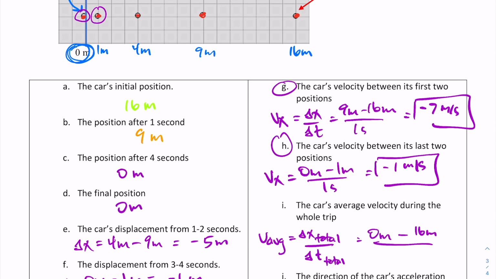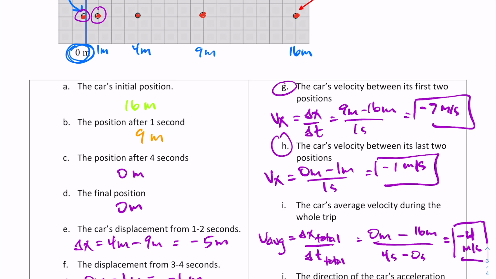And what's the total time that this takes? Well, it's a 4-second journey, right? 4 seconds at the end, 0 seconds at the beginning. So we're going to have negative 16 on top, 4 seconds on the bottom, so this is going to be negative 4 meters per second is the average velocity. So the car went from 7 between the first two dots to negative 1 between the last two dots. But the whole trip, it was going negative 4 meters per second.